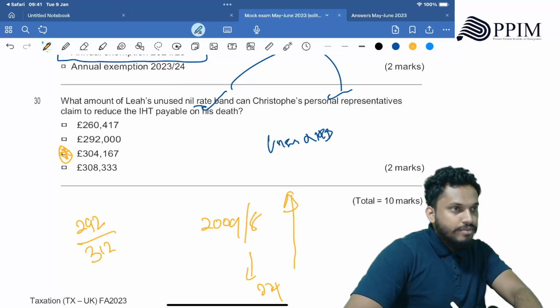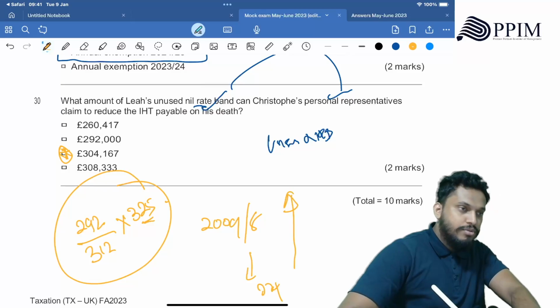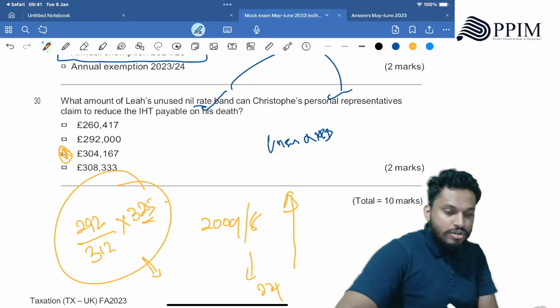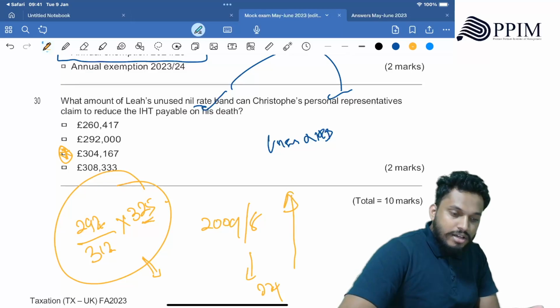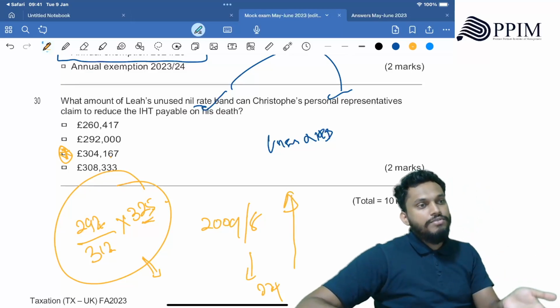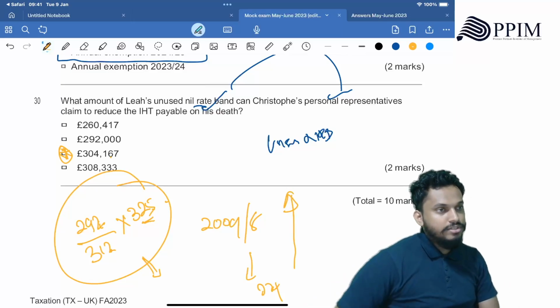So unused, now the total needs to be based on 325. For this, what is the amount that we have at the moment? Now it is 292 when it was 312. Then it will be 304 when it's 325, in terms of the percentage. So take 292 divided by 312. What's the percentage?